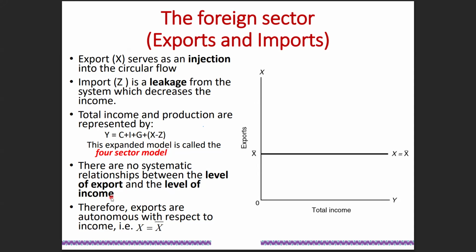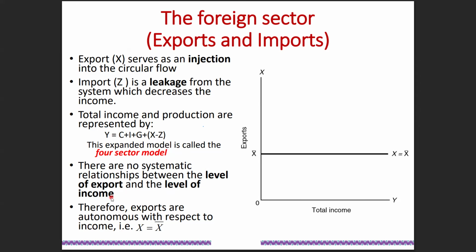So we can say that export is autonomous, okay? Because it's independent of the level of income. And this is true, guys, because remember, exports is like us selling our things to people in America, or in the US, like outside. So export then does not depend on income. It does not depend on our income.